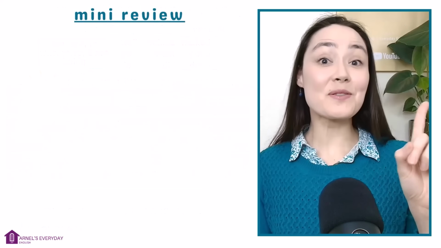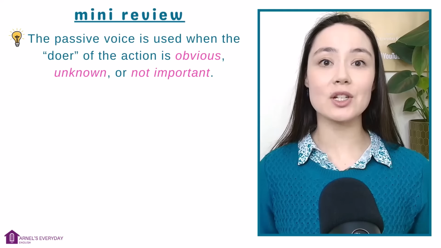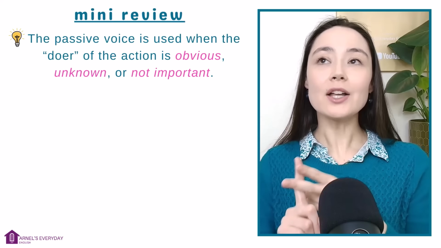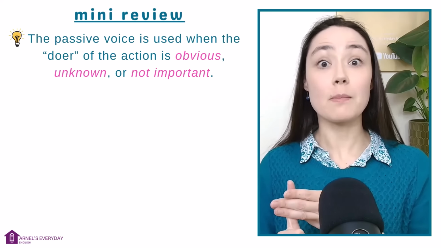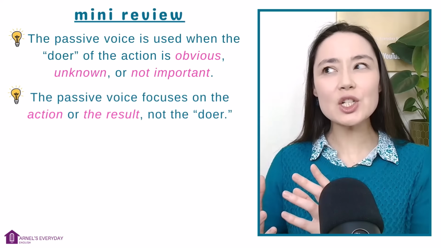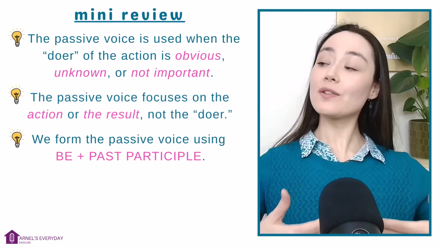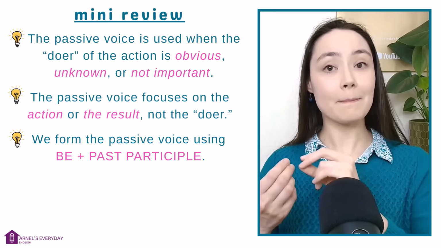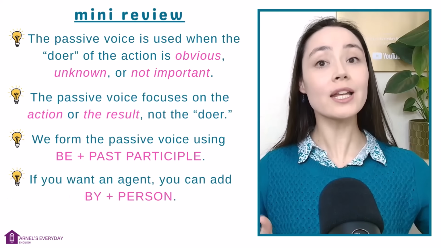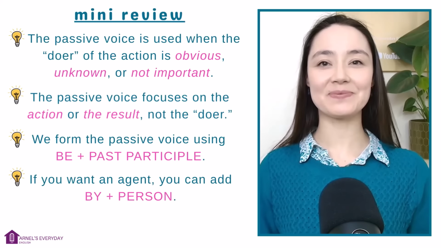Mini review. The passive voice is used when the doer of the action is not important because the doer is obvious, unknown, or not important. The passive voice focuses more on the action or result, not the doer. We form the passive voice using be plus past participle. If you want an agent, you can add by plus person.